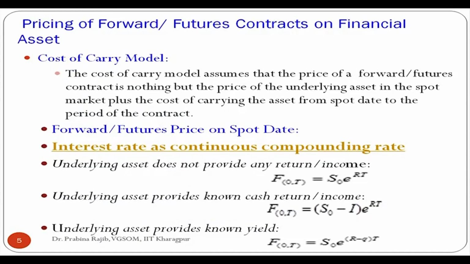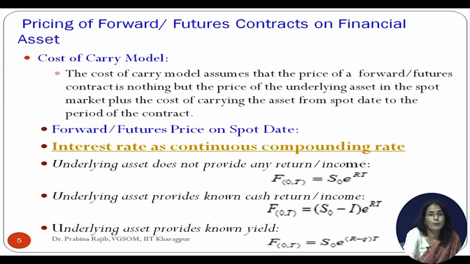Now let's go to our understanding of which is a consumption commodity. Consumption commodities are those commodities which are predominantly held for the consumption purpose, like your wheat, aluminium, coffee, rubber, steel, all these are your consumption commodities. Now when we talk about pricing of forward and futures contracts for a financial asset, we use a model called cost of carry model.